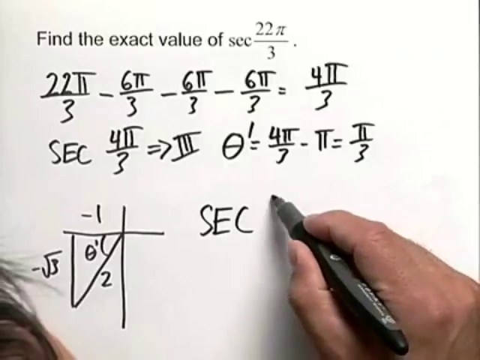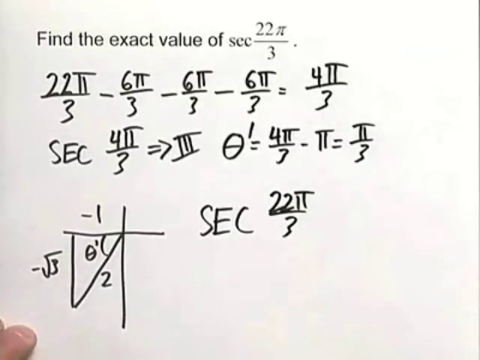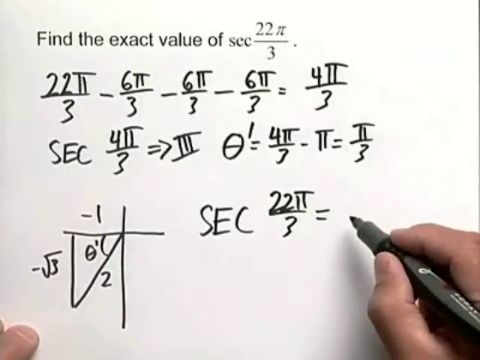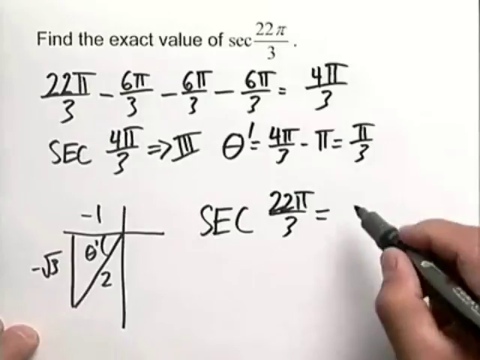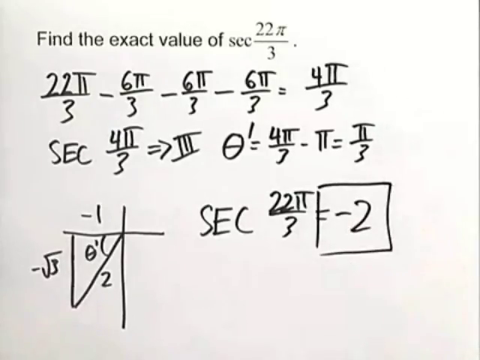We have the secant of 22 pi thirds. We can look at this reference triangle. From this, we're going to take the hypotenuse over the adjacent side. 2 over a -1 will give us simply a -2, and from that we have the exact secant value.